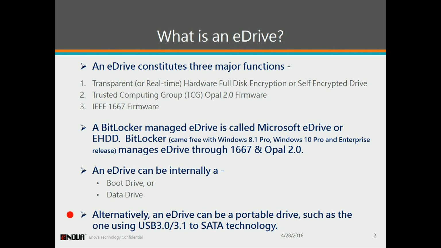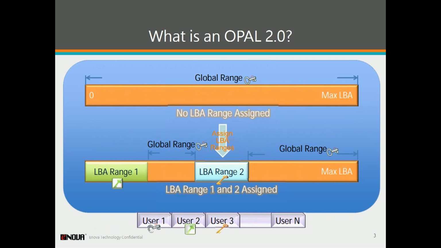Alternatively, an eDrive can be a portable drive, such as USB 3.0 or 3.1. But this is very unique to the MX+. This does not apply to any standard eDrive you purchase off the market today. You cannot put an eDrive into a regular USB encoder and make Microsoft BitLocker work on it. You cannot. What is the OPAL 2.0?